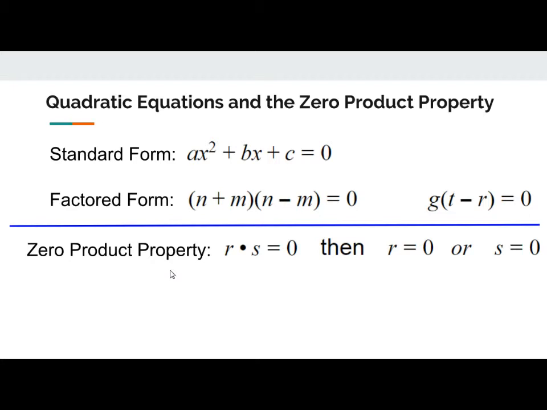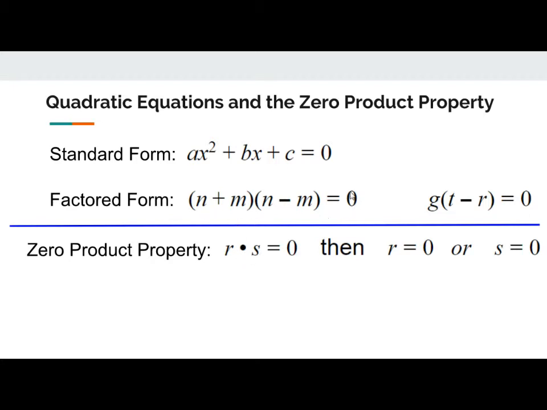Zero product property says if something times something else, if r times s equals 0, then either r equals 0 or s equals 0, which makes sense. If r times s equals 0, one of them should be 0. One of them needs to be 0, or both of them. But in that case, it wouldn't really matter. But at least one of them has to be 0 to make the product equal to 0.